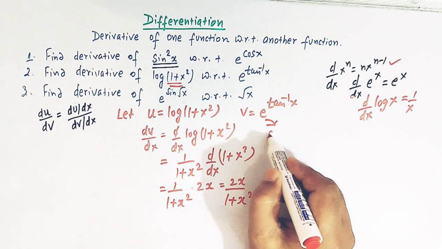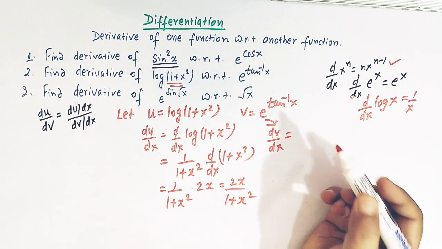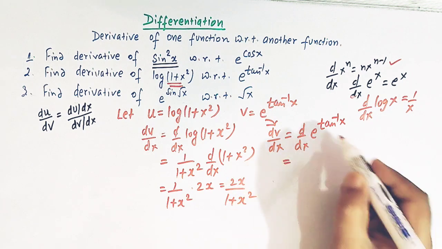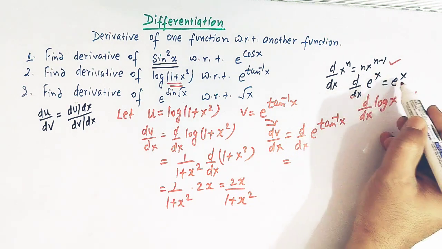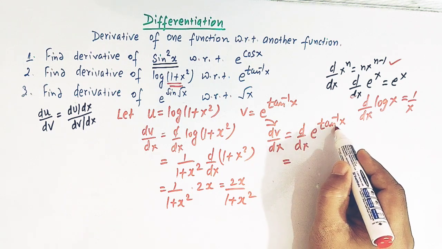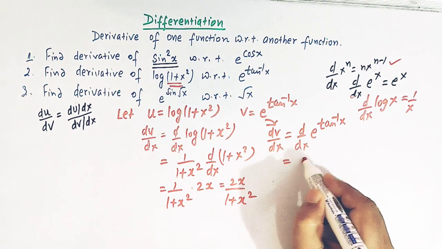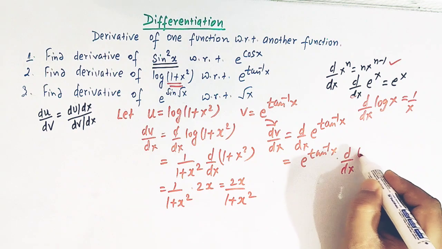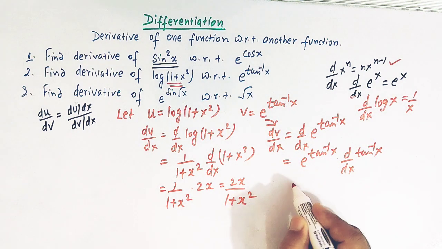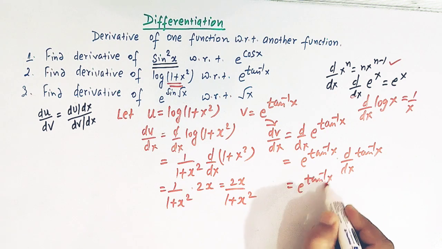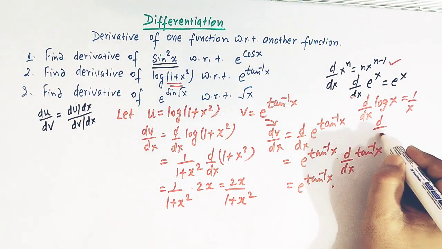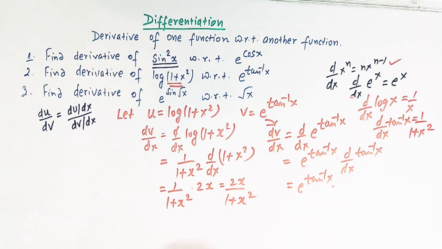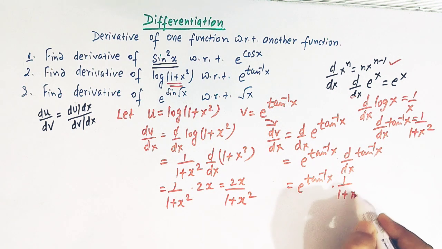Now let us find dv over dx. This is d by dx of e^(tan⁻¹x), and we know that the derivative of e^x is e^x. So the derivative of e^(tan⁻¹x) with respect to tan⁻¹x is e^(tan⁻¹x), and by chain rule we multiply by d by dx of tan⁻¹x. The derivative of tan⁻¹x is 1 over 1 + x². So we have e^(tan⁻¹x) over 1 + x².